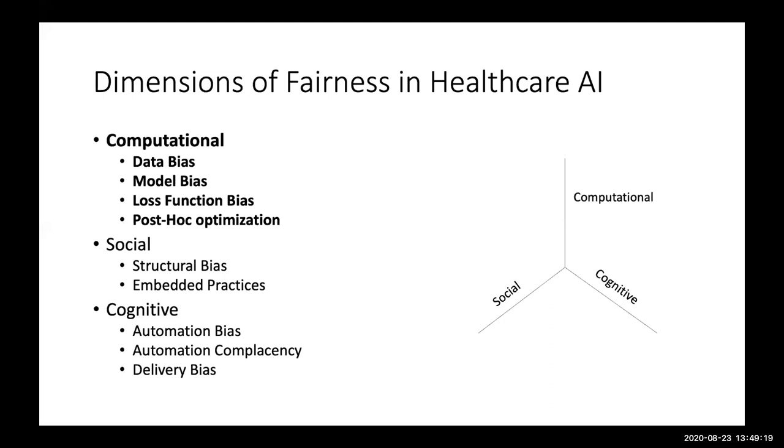But there are two other axes. There is the societal axis, which talks about the structural bias that may have been built into the system by society. And there is the practices bias, which may have embedded into the data or the model bias based on the issues that are prevalent in that particular section of the society, right? And the third axis to think about is the cognitive axis, where as AI-driven solutions come into the market and get increasingly adopted, more and more we will start seeing that there is the automation bias, there is the automation complacency, and there is the bias in delivery.